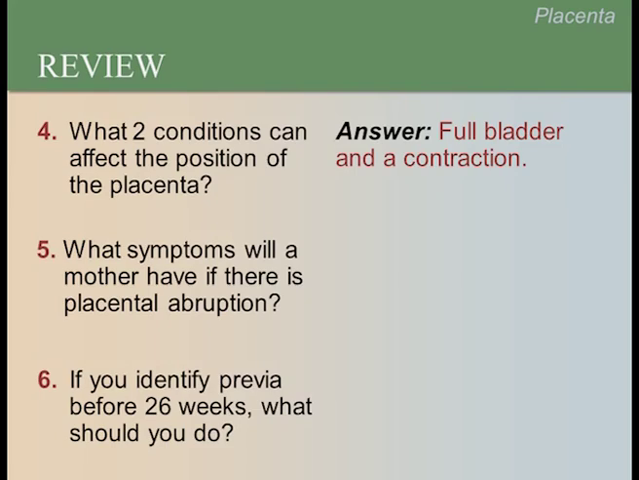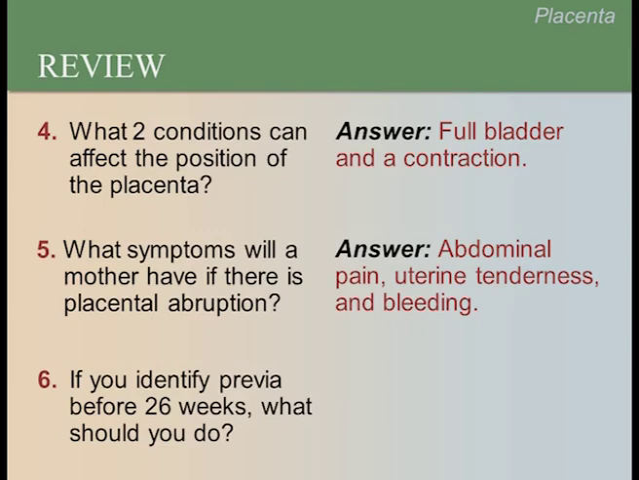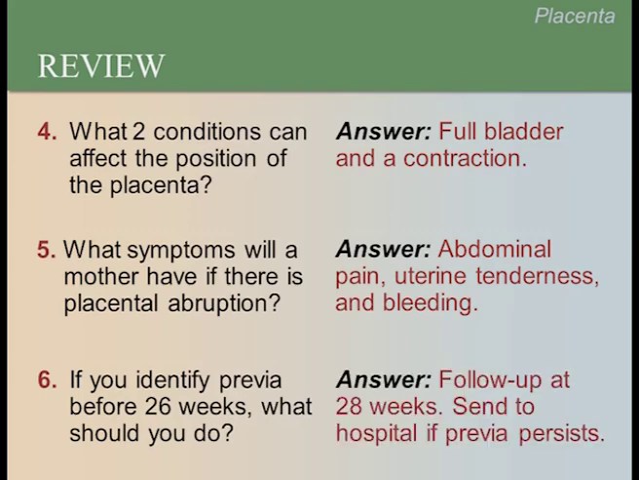What symptoms will a mother have if there is a placental abruption? The answer is abdominal pain, uterine tenderness, and bleeding. If you identify a previa before 28 weeks, what should you do? The answer is a follow-up scan at 28 weeks. Send to the referral hospital if a previa persists.